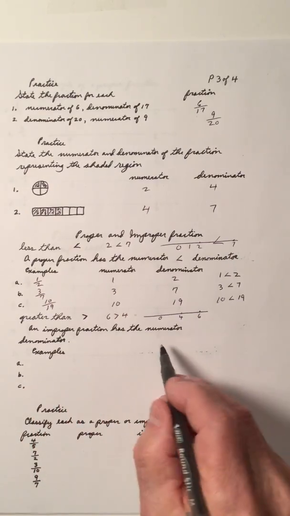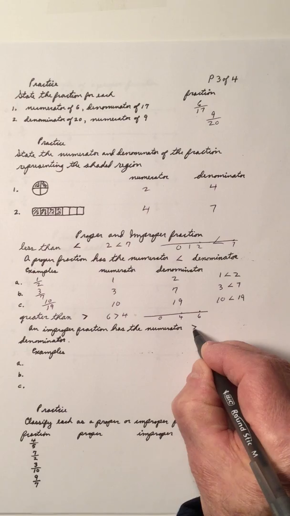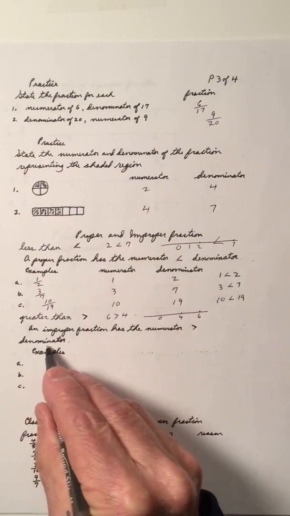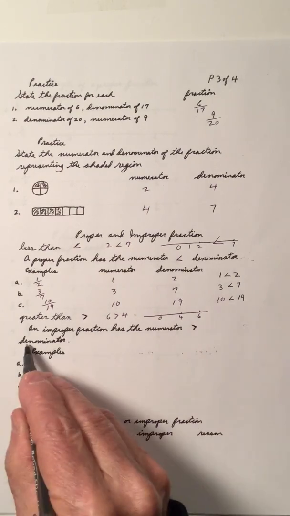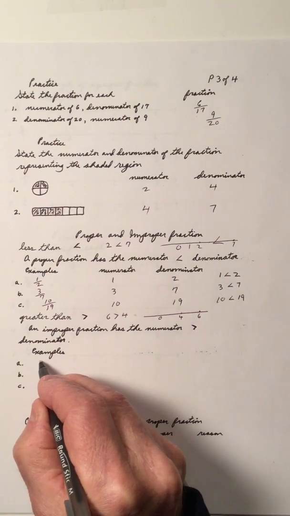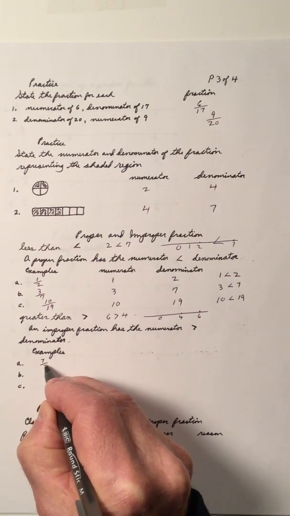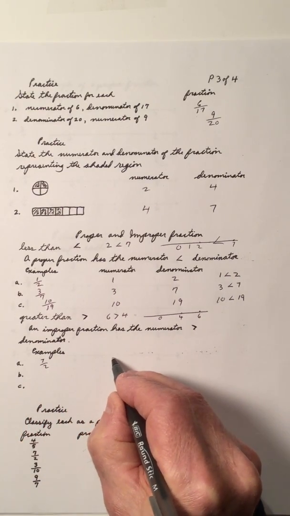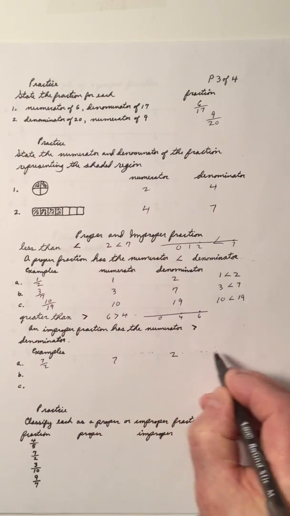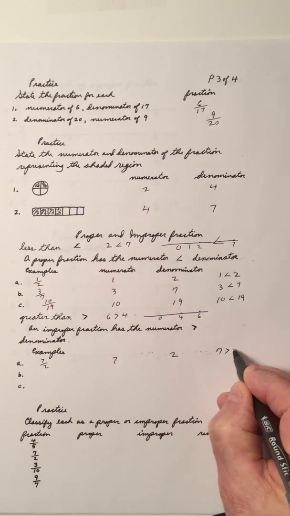An improper fraction has a numerator greater than the denominator. Example, 7 over 2. Your numerator is 7. Denominator is 2. 7 is greater than 2.